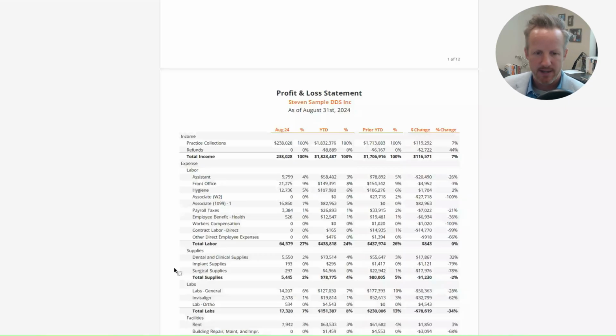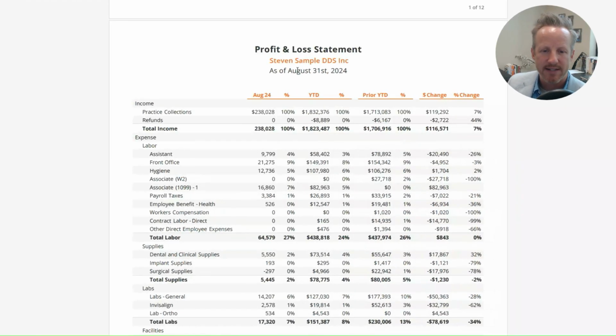In my example right here on the screen, the practice collections for this month of August 2024 were $238,000. So this practice is ripping pretty good. $238,000. That's a great practice. The refunds are showing as zero. And this is a sample. Normally, you're going to have a little something in the refunds. So the total income is $238,000.